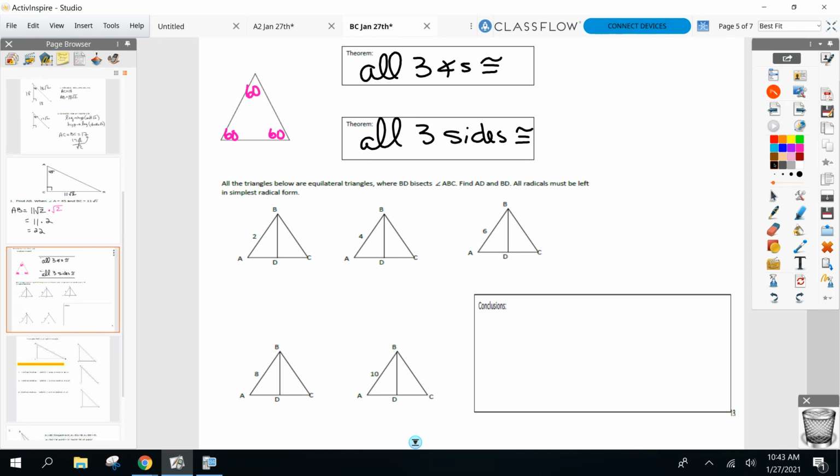All these triangles are equilateral, so all the sides are equal. And that means angle A has got to be what? I don't care about C, I'm only going to focus over here. Yep, angle A has got to be 60. All right, keep reading for me. BD bisects angle ABC. Can somebody tell me the measurement of angle ABD now? 30, half of 60. So let's put a 30 here. All right, what's the missing angle now in triangle ADB? Angle ADB has to be 90 degrees, yes.